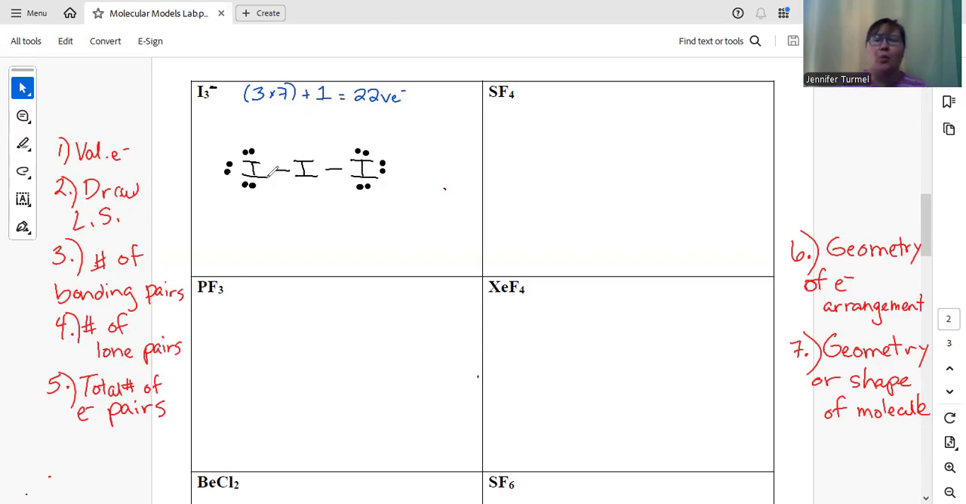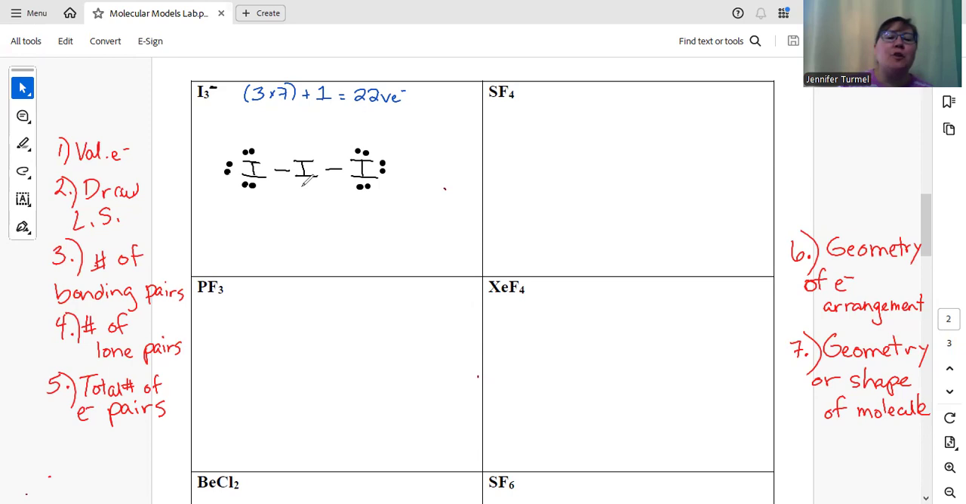And then I stop to think, wait a minute, I've only got 16 on here, and I need 22, which means I need 6 more electrons. And then you've got to remember that oxygen can expand its octet. Sorry, not oxygen. Oxygen cannot expand its octet. Iodine can expand its octet, okay? But we can only expand the octet on the center iodine.